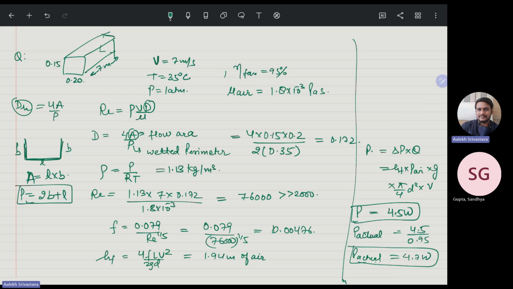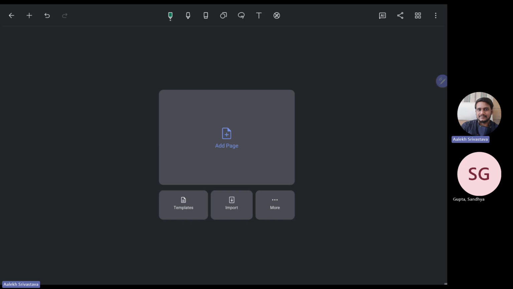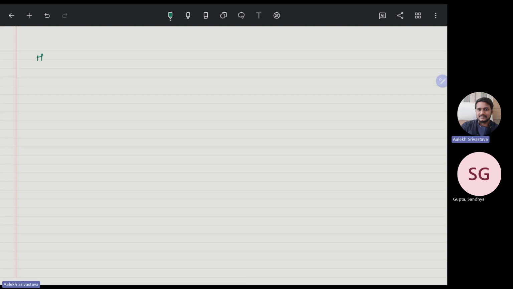For the rectangular section, for the square section, you will see it is the wetted perimeter or hydraulic diameter that is very important. So hydraulic diameter, that is DH is equal to 4A by P. For different sections, we need to find the hydraulic diameter to know the Reynolds number, and only then can we decide whether the flow is laminar or turbulent.